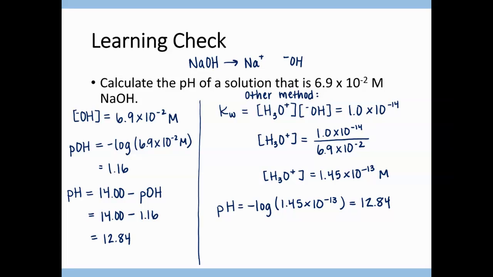You get the same answer either way. They're just using this relationship, so Kw being 1 times 10 to the negative 14. That's why pH plus pOH is 14. So we're using the same property of the solution, but in different ways. So that's why it doesn't matter.